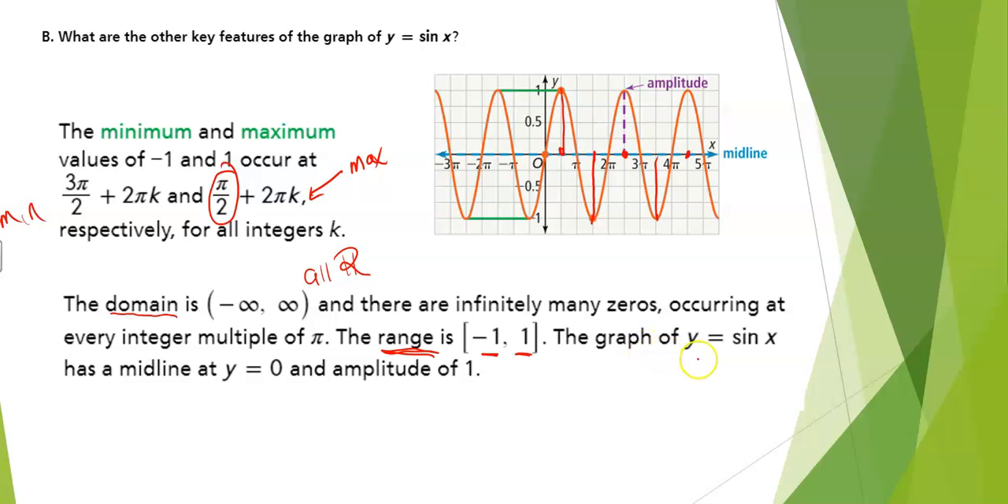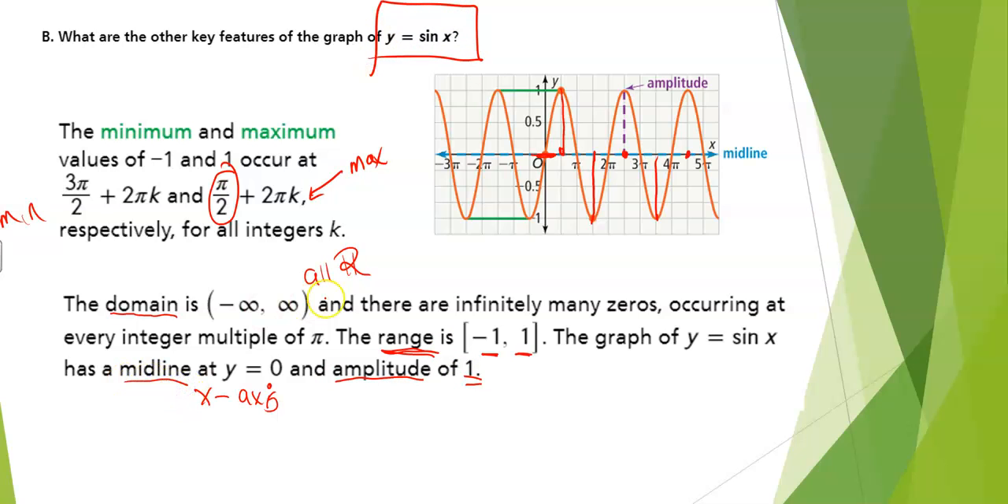The graph of y equals sine of x has a midline at y equals 0. That's my x-axis. Sometimes we flip that around, but notice this goes through y equals 0. And every point on here would have 0 as the y value. So that's why y equals 0. And it has an amplitude of 1. And this is true for this function right here.